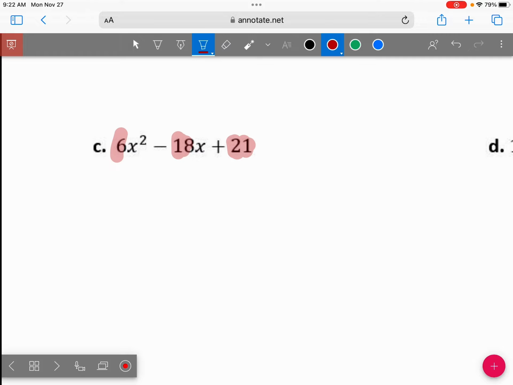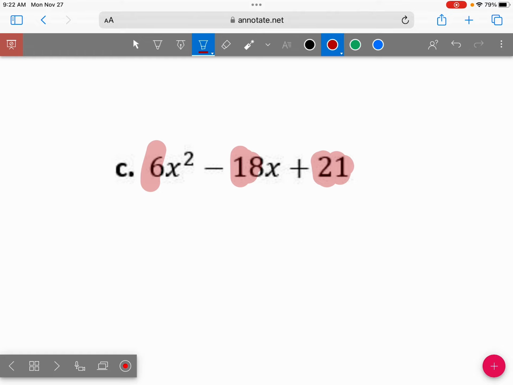Anybody want to volunteer that number? What'd you get, Stacy? 3. 3 is the number. So when we have 6, 6 can be written as 3 times 2. 18 is 3 times 6. 21 is 3 times 7. So what they have in common is a 3.